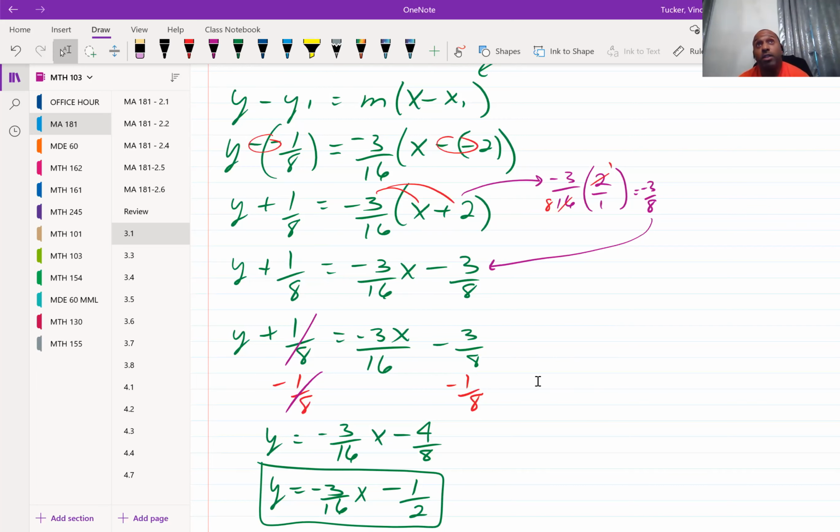Next class, I'll probably do another one from 3-1, but then most definitely we'll get into 3-3, which will take us into derivatives, and go from there. So any questions before we close? Everybody good?